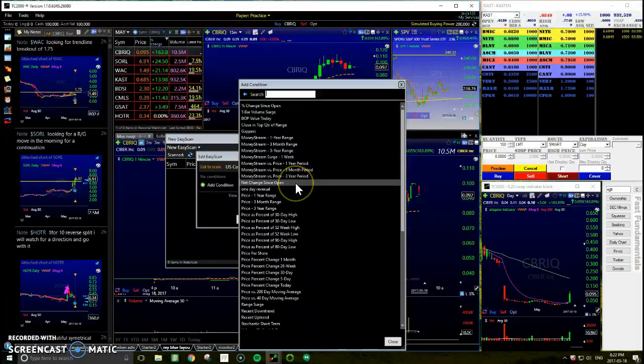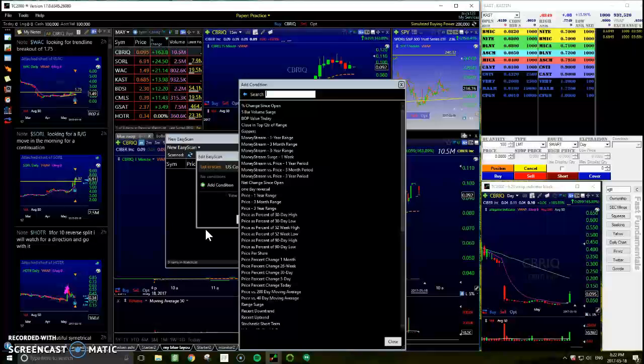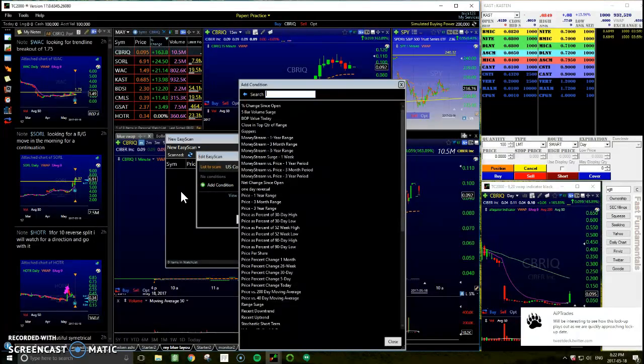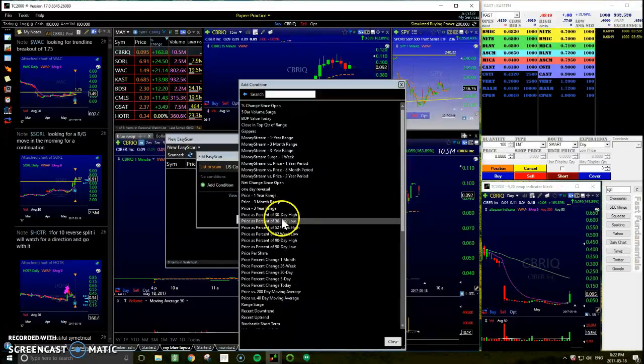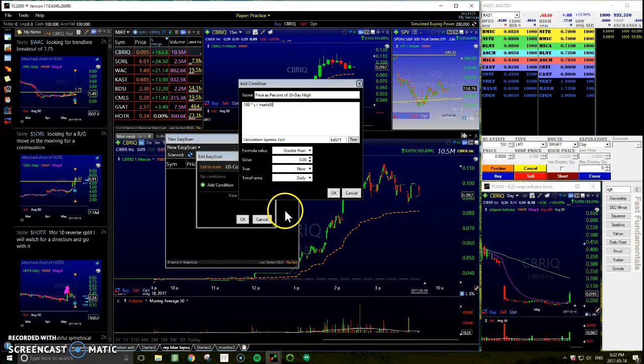Your net change since open, price as percent of 30-day high. So if you're looking for something that ran up and then has pulled back a little bit, let's say you like to put stocks on your radar that have already pulled back about 10 or 20% off of their highs. Something that's just kind of pulled back and now consolidating. You just kind of punch that in, right? And then it shows up. That's the formula for that.